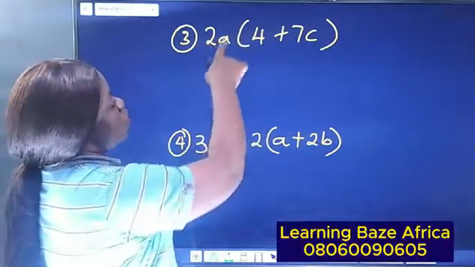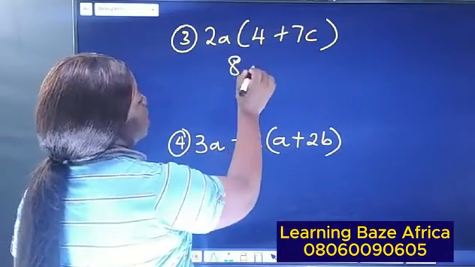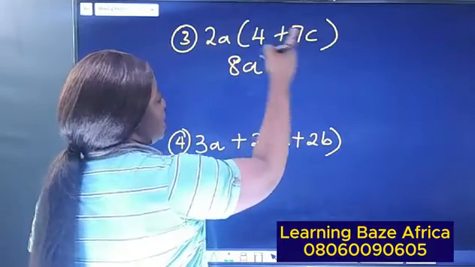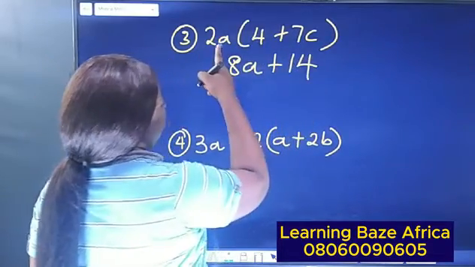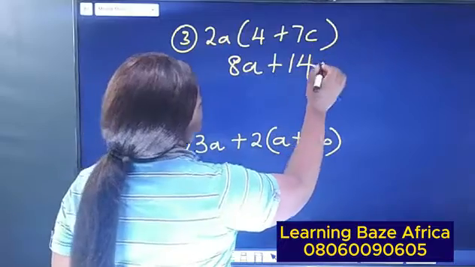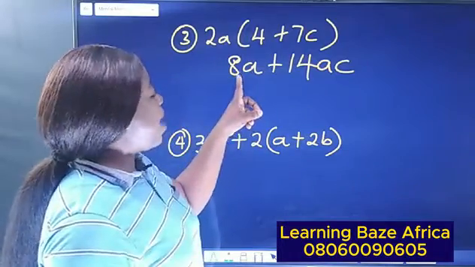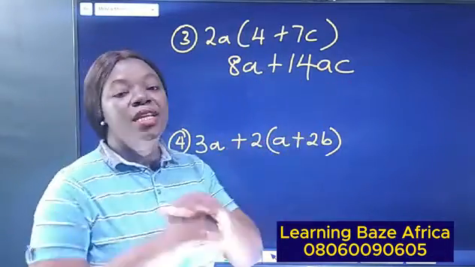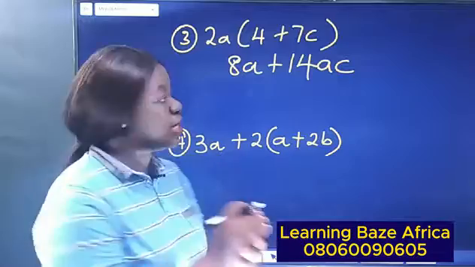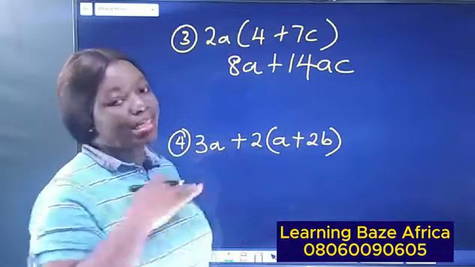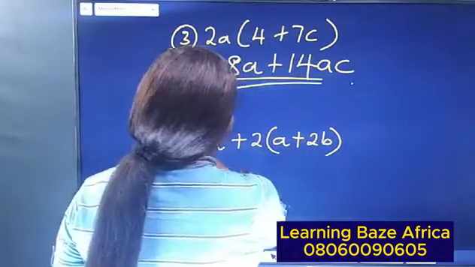Now, another example. 2a into bracket 4 plus 7c. Now, 2a times 4 is 8a plus 2a times 7c. Pay attention. 2 times 7 is 14. We have a and c. So that will be ac. a times c is ac. This time we have 8a plus 14ac. They are still unlike terms. So we can neither add nor subtract. This is ac. This is a. They are still not the same. So if c is to be here, we would say they are the same. So this is our final answer.